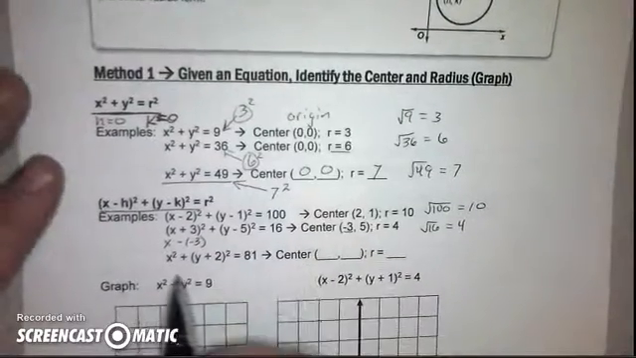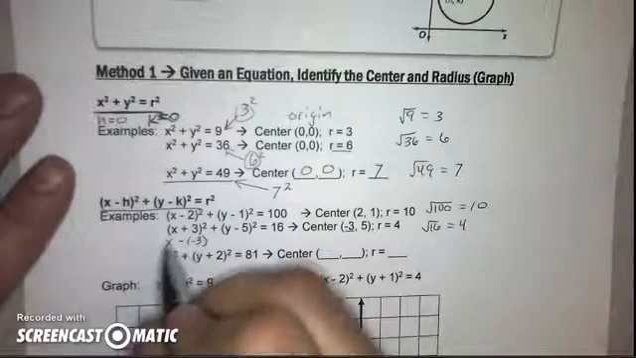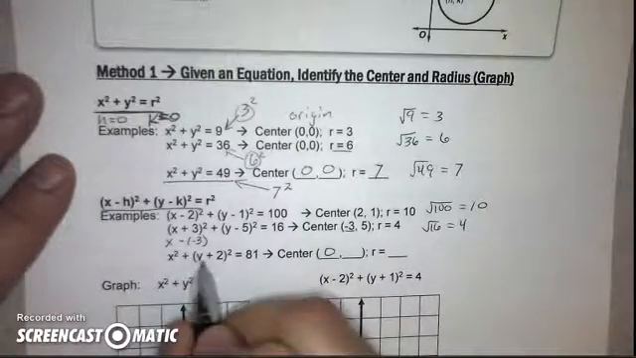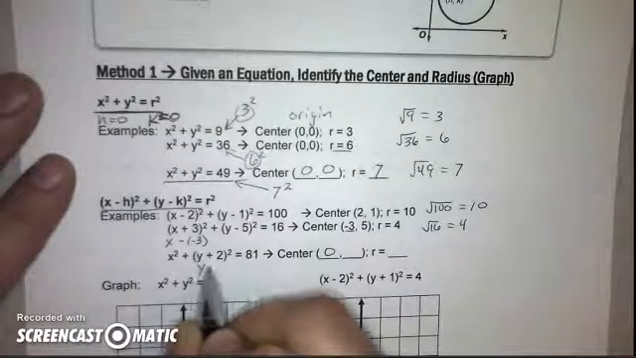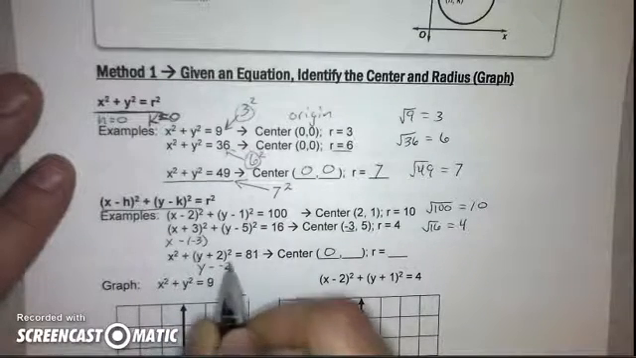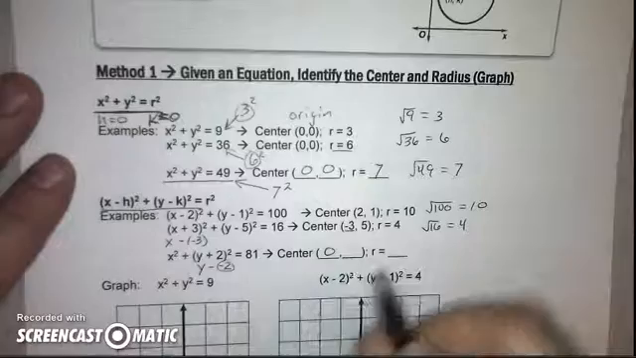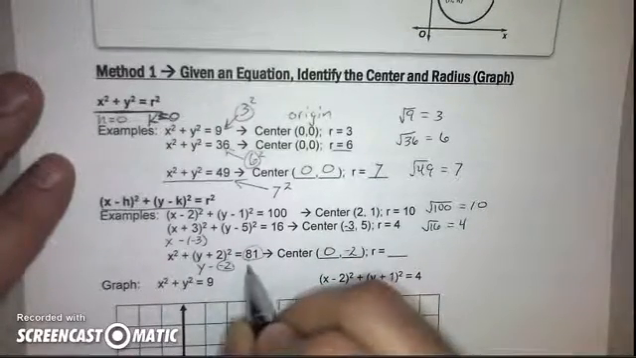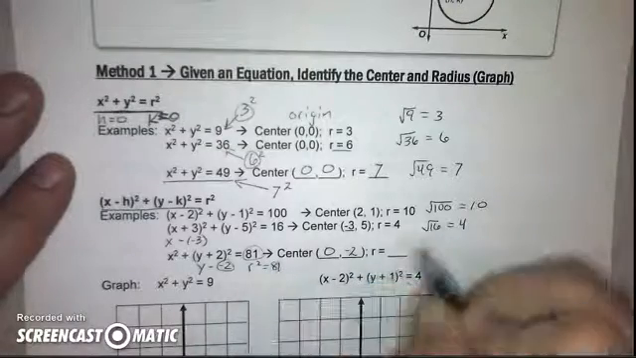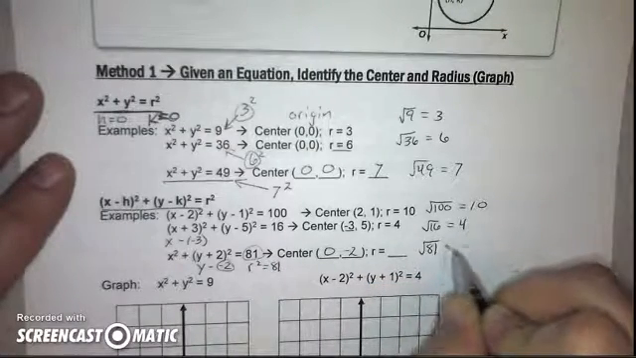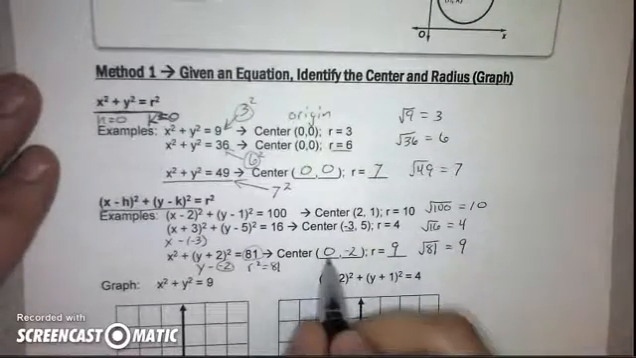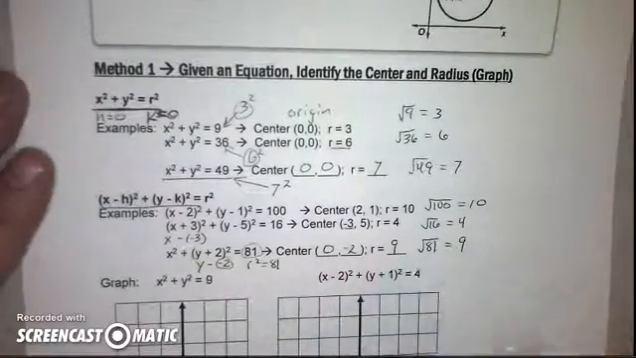Alright, you should be able to see that if it's just x squared, the center x coordinate is 0. But if it's y plus 2, remember that's really y minus negative 2. So the center's y-coordinate is negative 2. And for this, that's r squared. So we take the square root of 81 and we get 9. So the radius is 9. So the center is at 0, negative 2. The radius is 9.